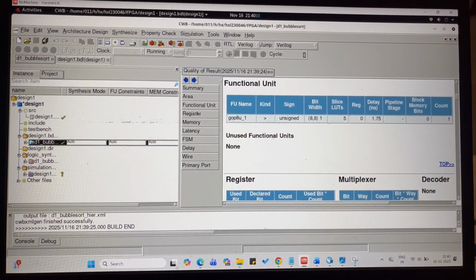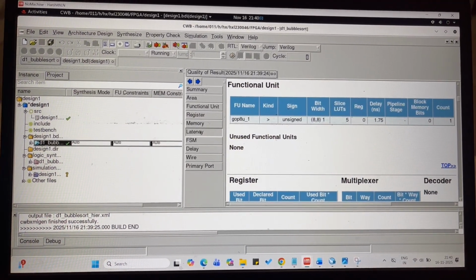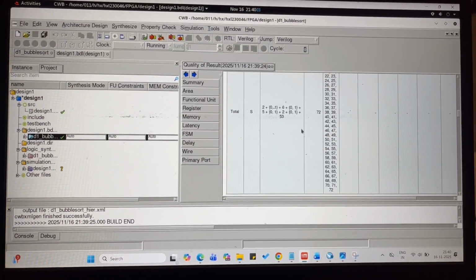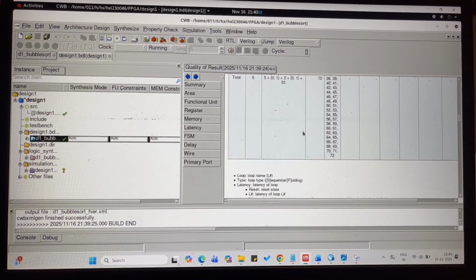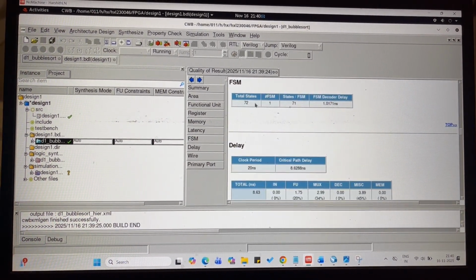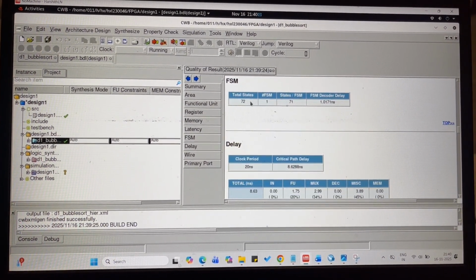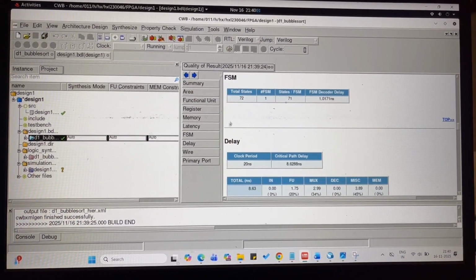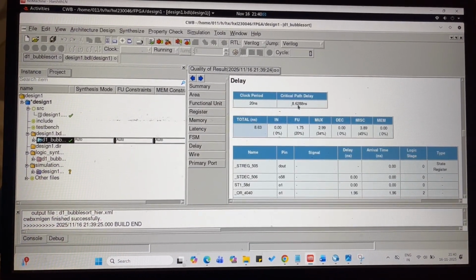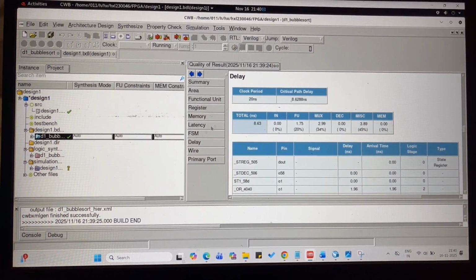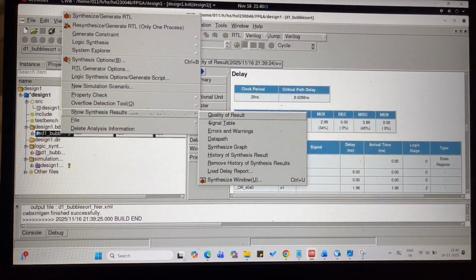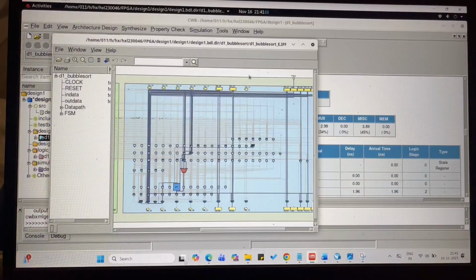This is a functional unit. It uses only one functional unit, and latency is 72 cycles. It uses a total of 72 states. The critical path delay is 8.622 nanoseconds, and we can always observe the data path. This is how the data path looks.